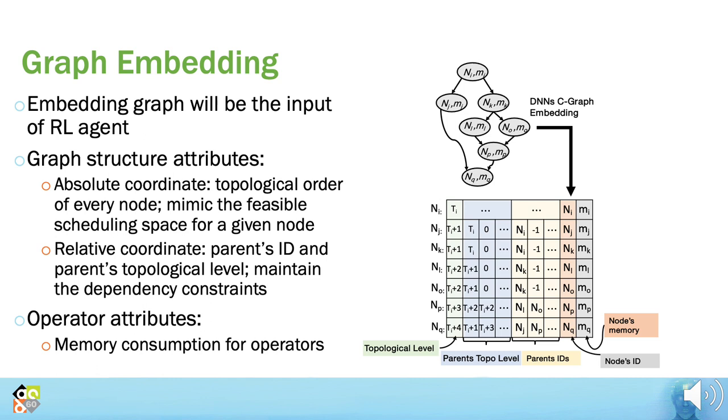Operator attributes record the information of every node. For example, it includes the memory consumption for each operator. After embedding, we then feed the vectorized input graph to our RL agent. In a word, the objective of graph embedding is to transform the node attributes and the data dependence constraint into a vector representation, which is the key information to build an RL model.